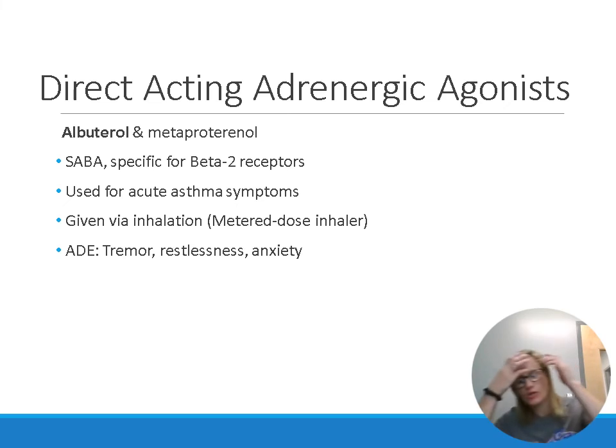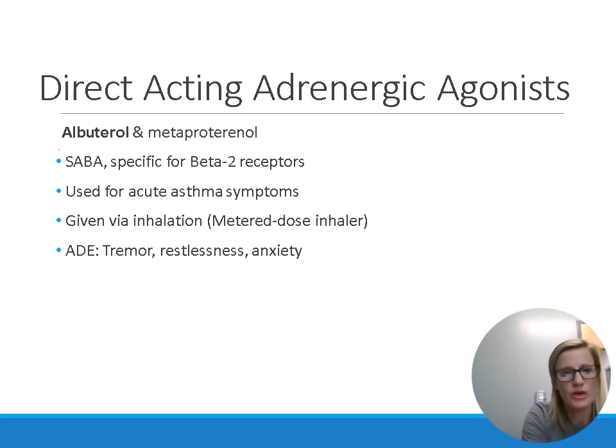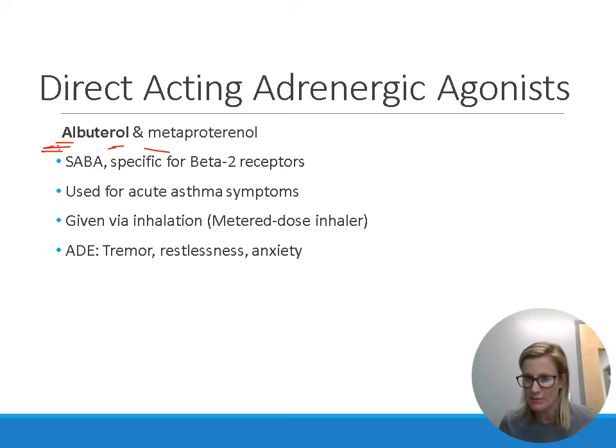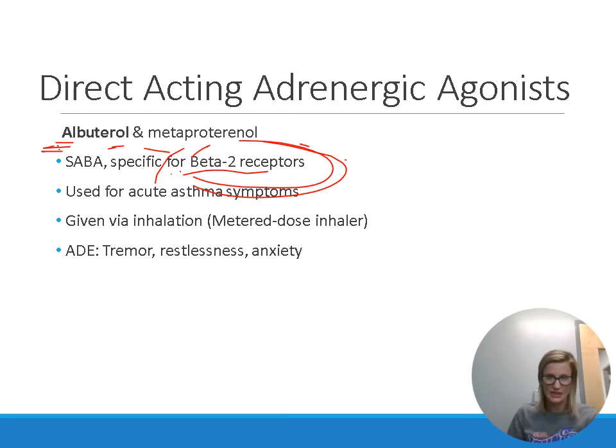Okay, continuing on with direct-acting adrenergic agonists, metaproterenol, and more importantly, albuterol. These are what we call short-acting beta agonists. Albuterol is preferred because it's more selective for beta-2 receptors. And this is very important for the way that we use these. So short-acting beta agonists, specific or selective for beta-2 receptors.